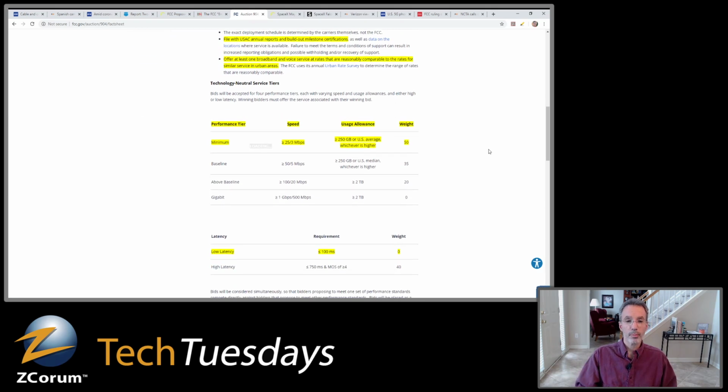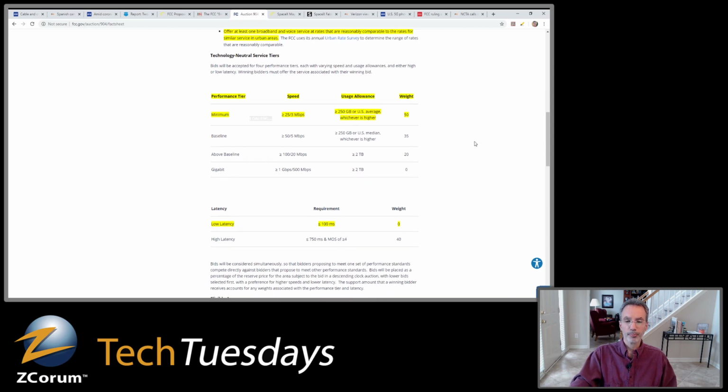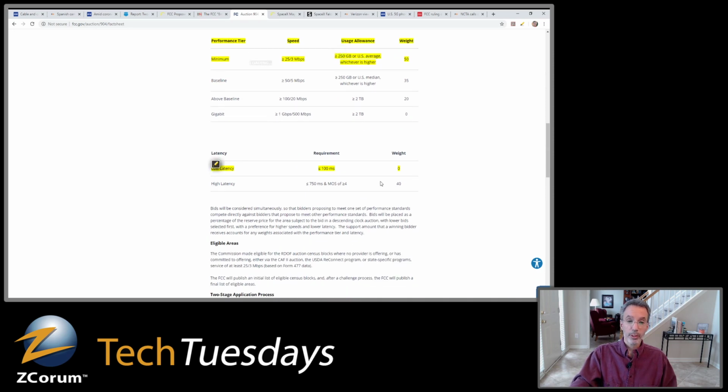This is interesting. So the minimum tier right now is exactly what the FCC defines broadband as, 25 by 3. And then you can see the usage allowance there, greater than or equal to 250 gigabytes. And then they have a weight that they give these things, so that if you meet certain things, your particular bid is weighted in that area some. So that's what that weight is. And then interesting here is the low latency, 100 milliseconds, which is not really low latency. The low latency that people are talking about with things like 5G or low latency DOCSIS is sub 10 milliseconds, 5 milliseconds, 2 milliseconds, that kind of thing. Very, very low latency. In this case, 100 milliseconds is not that low.